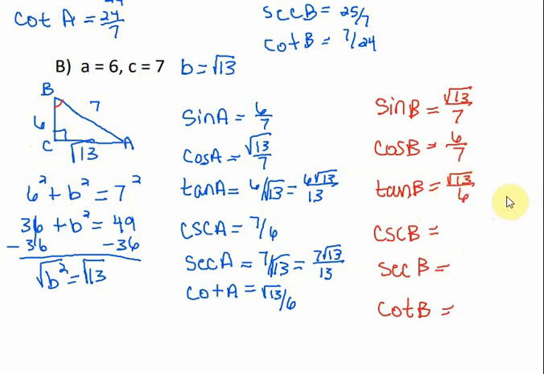And then we do our reciprocals. So we would get 7 over square root of 13, which we have to rationalize, and that would give us 7 square root of 13 over 13. Secant would be 7 over 6, and then cotangent would be 6 over square root of 13, which would rationalize to 6 square root of 13 over 13.